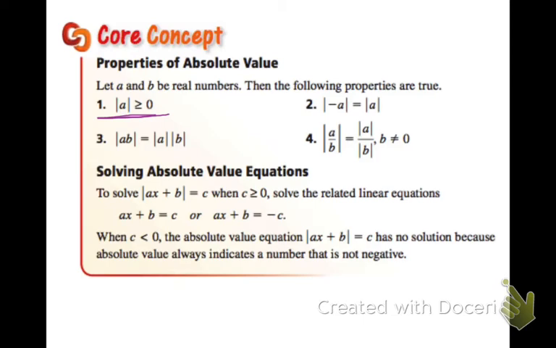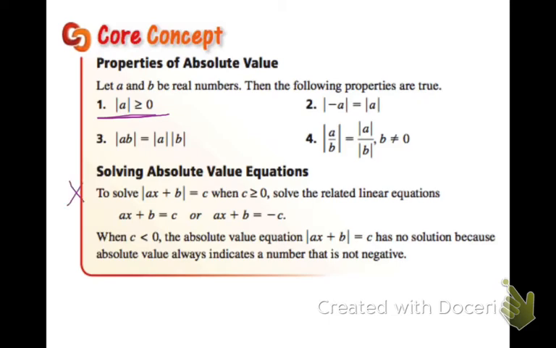For number 2, the absolute value of -a is equal to the absolute value of a, because the distance from 0 is the same. A couple other useful properties: if you have a times b inside the absolute value symbols, it's equal to the absolute value of a times the absolute value of b. Same for number 4: if it's a quotient, a divided by b, it's the absolute value of a over the absolute value of b, making sure that b is not equal to 0.